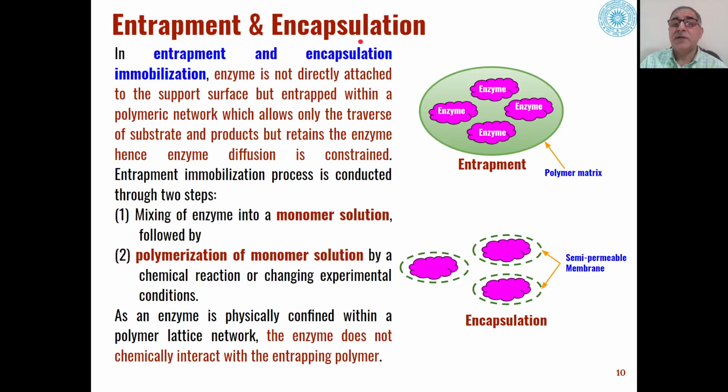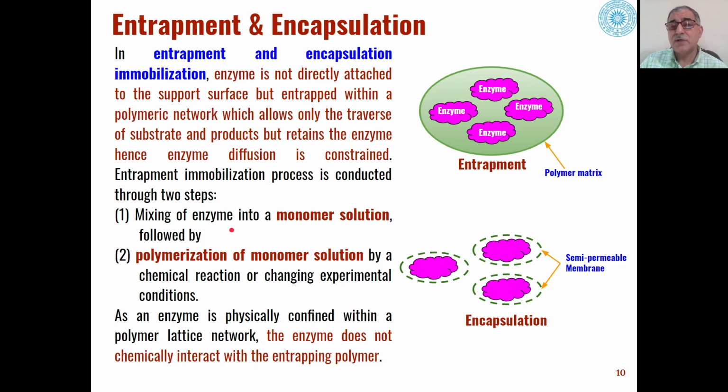Then entrapment and encapsulation. Here, the enzyme is not directly attached by chemical means to the support surface, but the enzyme is entrapped within a polymeric network like this. Here the individual enzymes are entrapped within the polymeric network, and this will allow only transfer of substrate and the product, but the enzyme will be retained back in that polymeric network through diffusion.